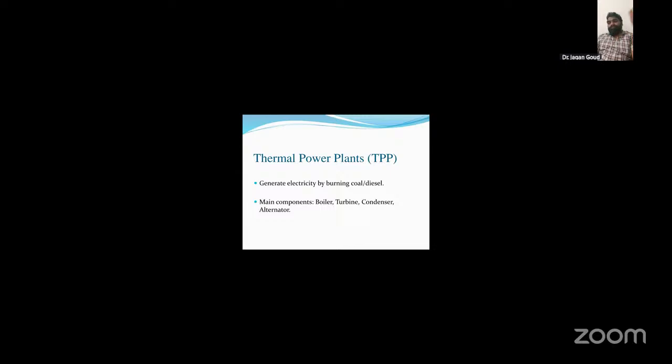Okay, steam turbines. A rotating machine driven by high pressure steam. Steam expands through the turbine blades, causing the rotor to spin, and converts thermal energy into mechanical energy. Okay. Types are impulse turbine and reaction turbine.